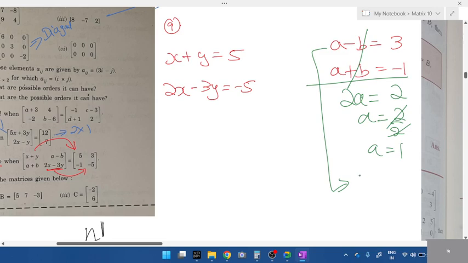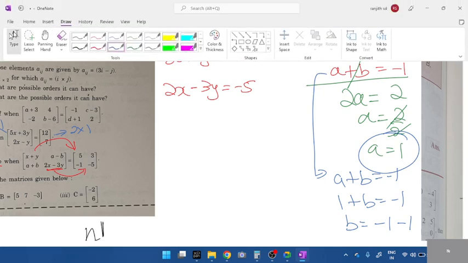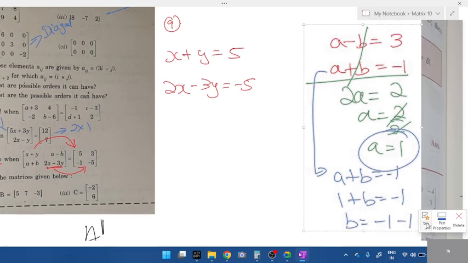Let me take this one. 1 minus b is equal to 3. B is negative. If you shift it to the other side, it becomes positive, right? Okay, if you're getting confused, take the second equation where b is positive. a plus b is equal to minus 1. 1 plus b is equal to minus 1. b is equal to minus 1 minus 1. What is minus 1 minus 1? Yes, minus 2.